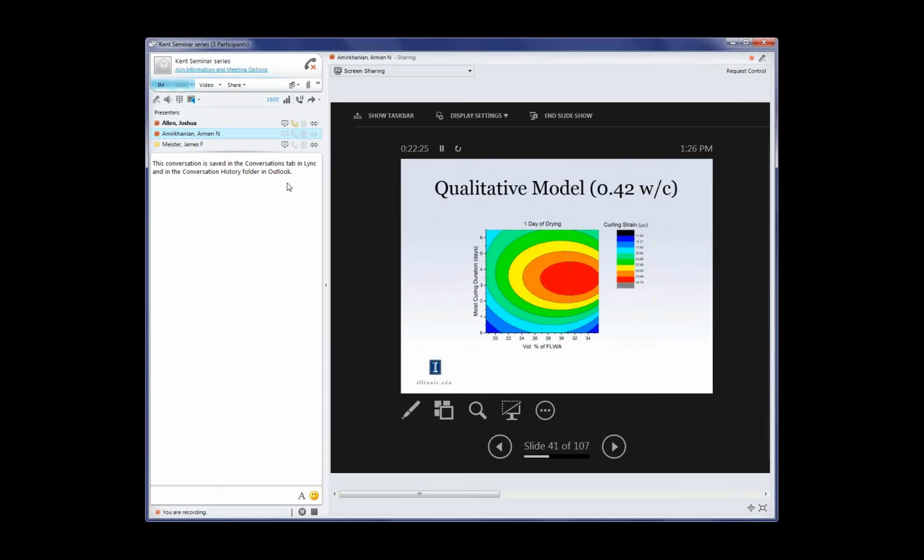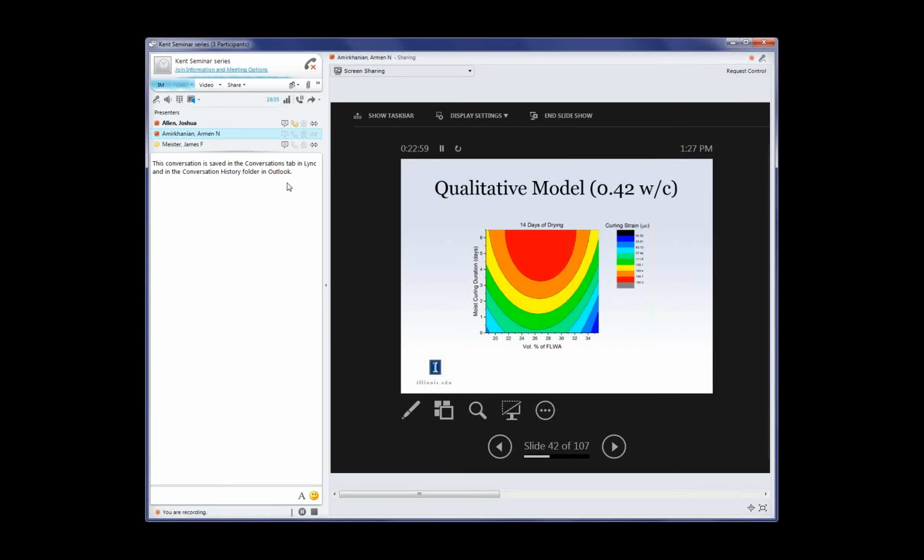So we can come up with cool plots like this. If we keep water cement ratio constant at 0.42, we can look at all possible curing durations and all possible light weight contents at 1 day of drying. And you can see the best performing mix is either a low amount of light weight, or a high amount of light weight at a very low curing duration, which matches what we saw from the raw data.